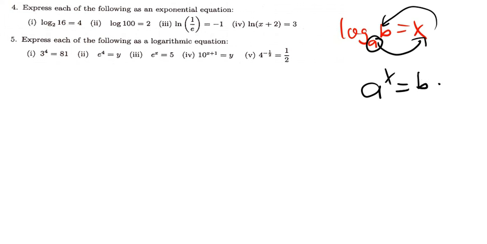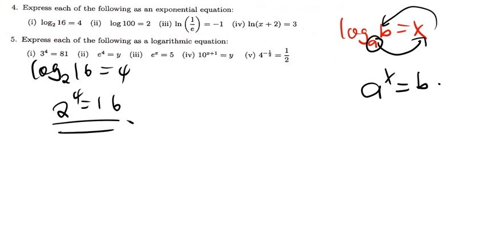So let's go to part 1, which is log base 2 of 16 is equal to 4. Expressing this as exponential, you get the base, which is 2, raised to the power 4, not 14, this is 4. So it will be 2 raised to the power 4 is equal to 16. As simple as that. The second one is when there is no base, meaning it's in base 10: log of 100 is equal to 2. So it is 10 raised to the power 2 is equal to 100, which is indeed true. 10 to the power 2 is 100.